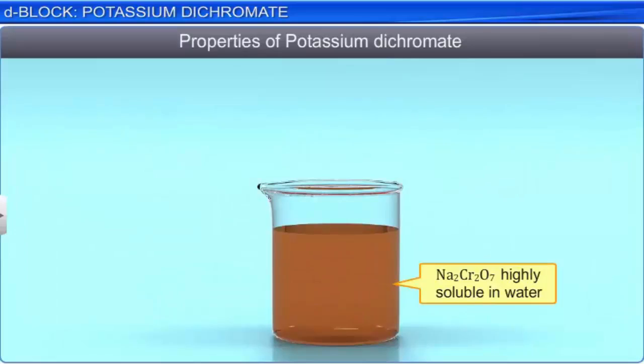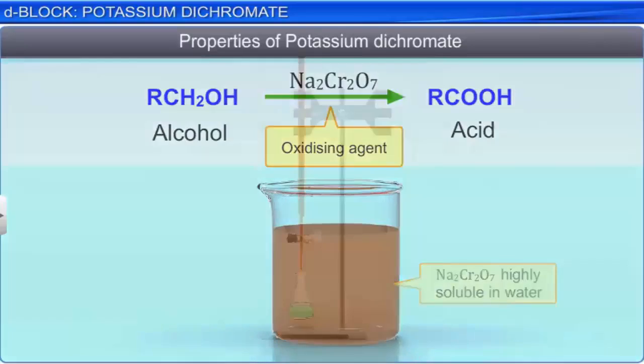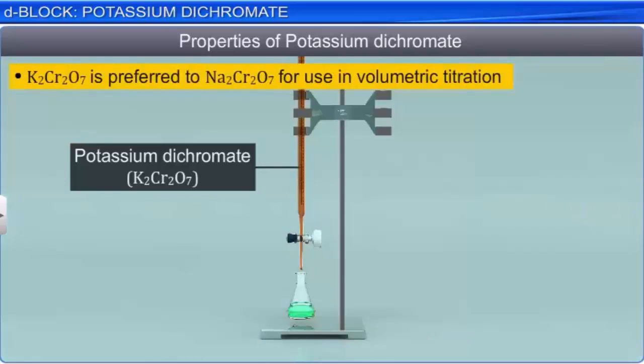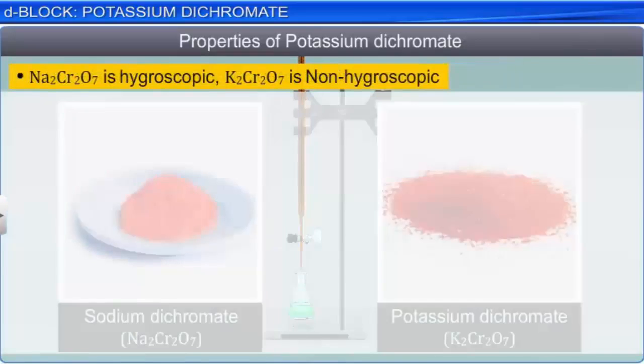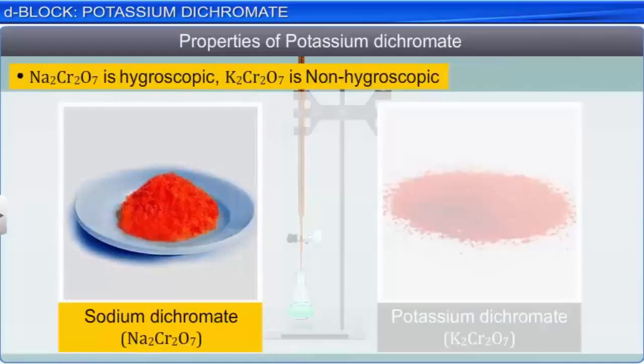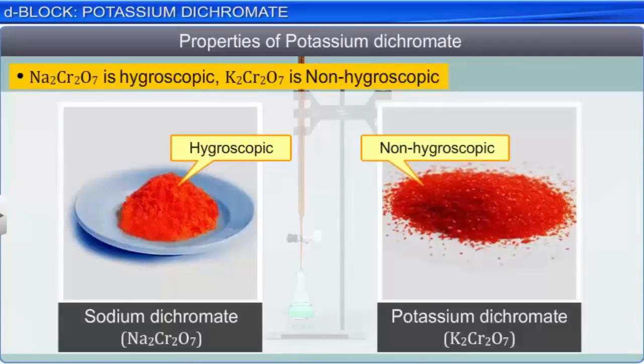Potassium dichromate is preferred to sodium dichromate for use in volumetric titration. This is because the sodium compound is hygroscopic, while the potassium compound is not. Thus, potassium dichromate is used as a primary standard in volumetric analysis.